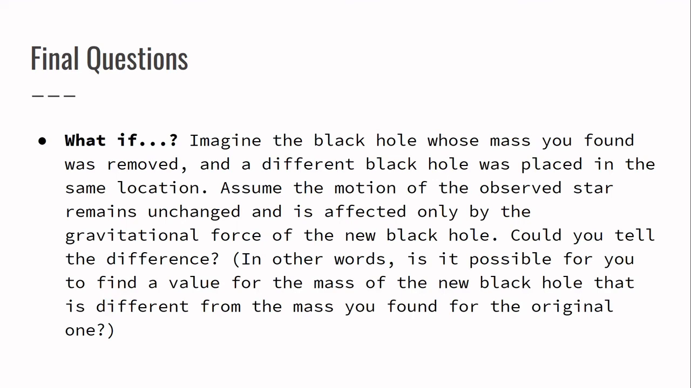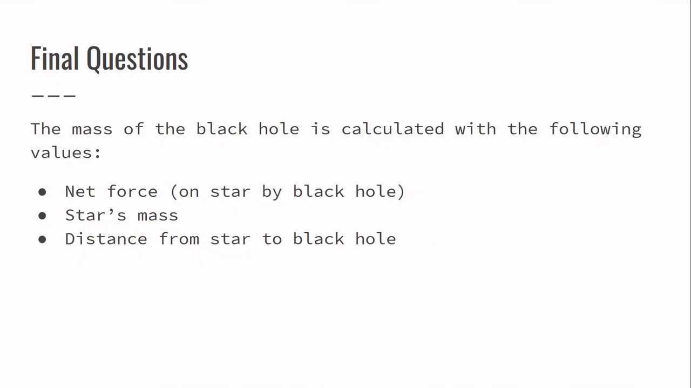The second question asks us to imagine that the black hole is removed from the simulation, and that another unknown black hole is put in its place. And we're asked if we'd be able to calculate the mass of the new black hole. The mass of our black hole is calculated with the following values, which are the net force on the star by the black hole, the star's mass, and the distance from the star to the black hole.